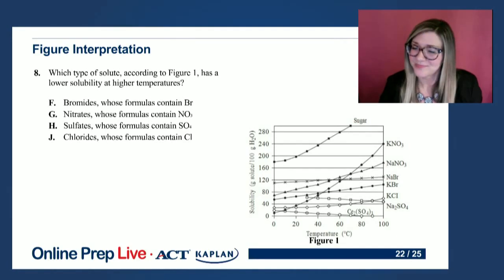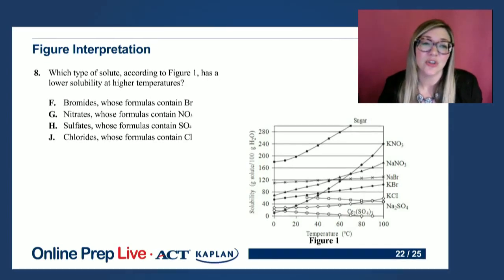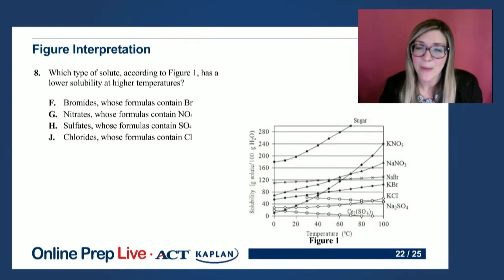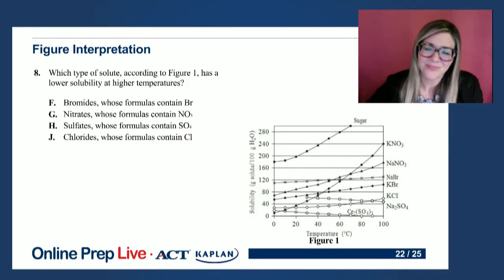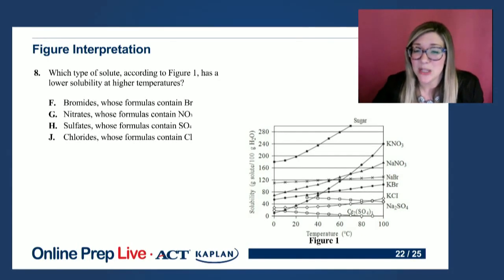All right, question 8. Looking at our answer choices here, we're not seeing the compounds. We're seeing more trends. All right, which type of solute, according to figure 1, so we know it's all about figure 1, has a lower solubility at higher temperatures? Okay, so where on the figure would we want to look? Where on the figure would we want to look if it tells us high temperatures but low solubilities? So immediately I'm looking here, I'm like, well, high temperatures, that means I need to be really far to the right, and low solubility tells me I need to be low. So I'm thinking like right in this area.